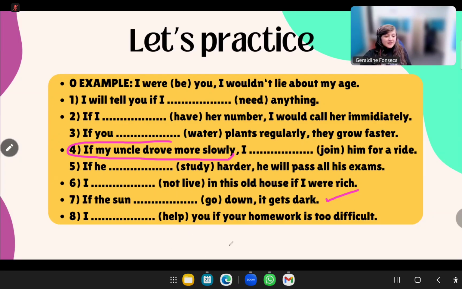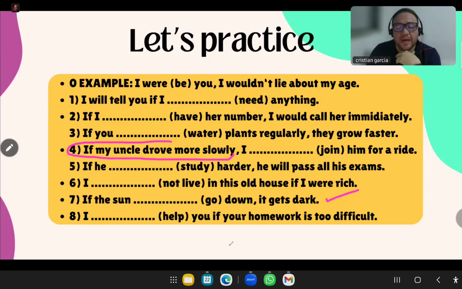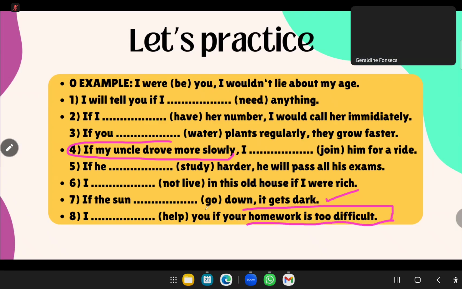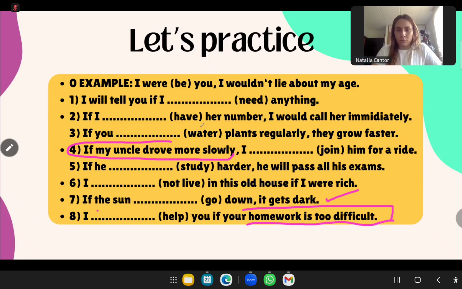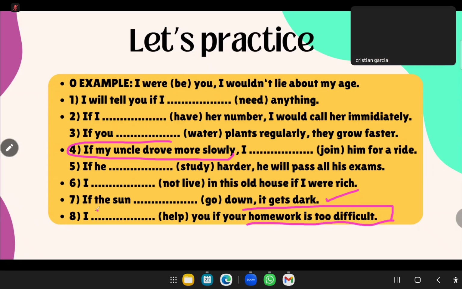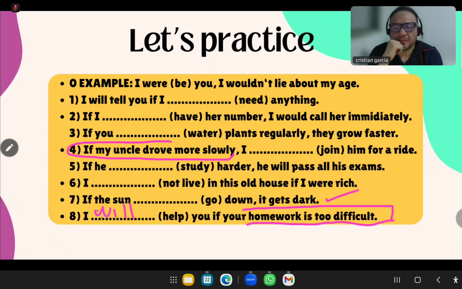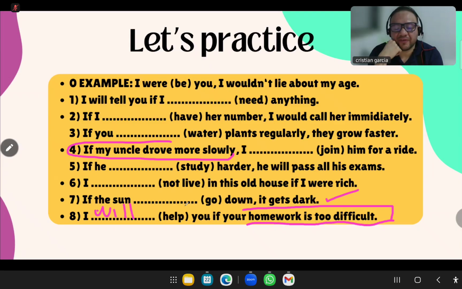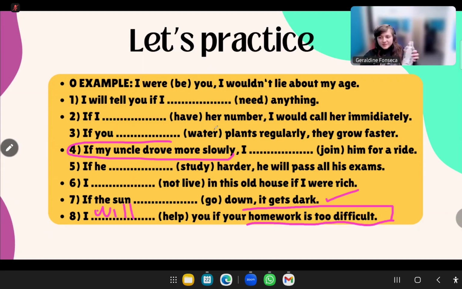And finally, Christian, number 8, please. I would help you if your homework is too difficult. I would. But wait a minute. This is simple present. So this is something that is likely to be true in this moment. So this one is with will. I will help you if your homework is too difficult. First conditional. Exactly. Precisely that. Mainly because my condition is in present. So it's something likely to be in the present.